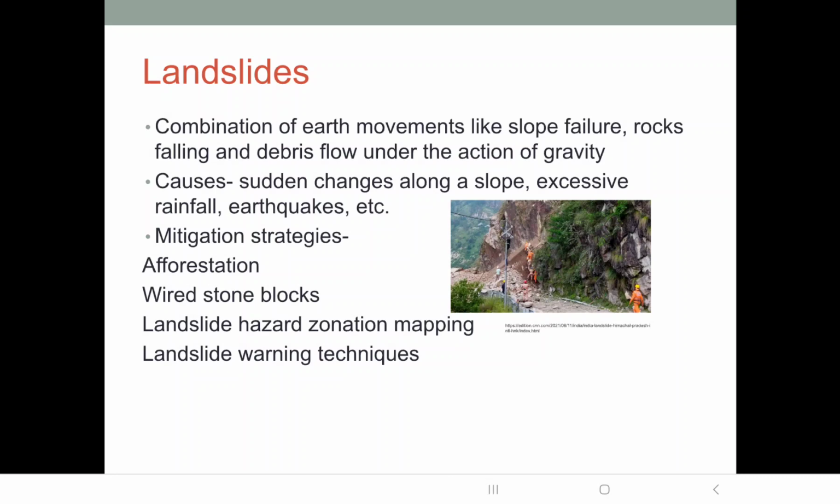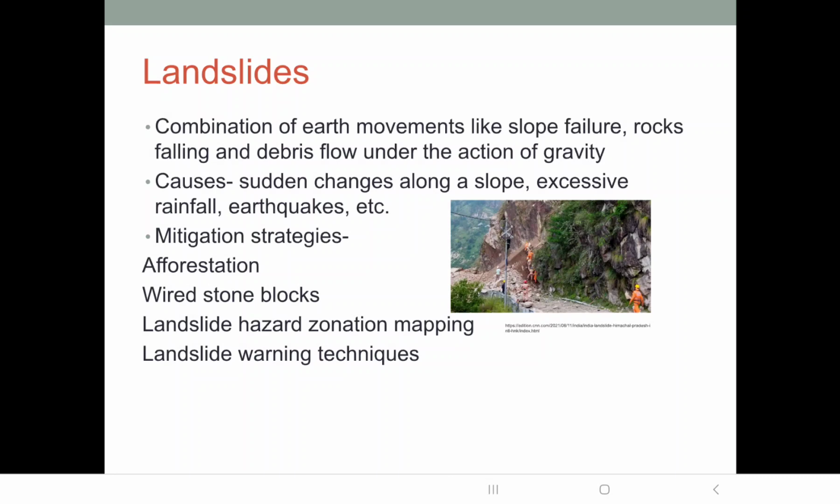And also these slopes have sparse vegetation. That means very little amount of vegetation. So the trees are also not there to hold the soil to that extent. Therefore, changing land use is one of the major reasons for landslides. Then excessive rainfall. In the areas which receive excessive rainfall, landslides are common.